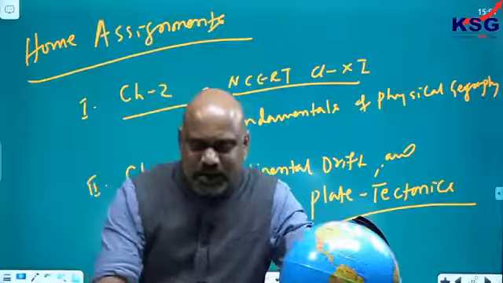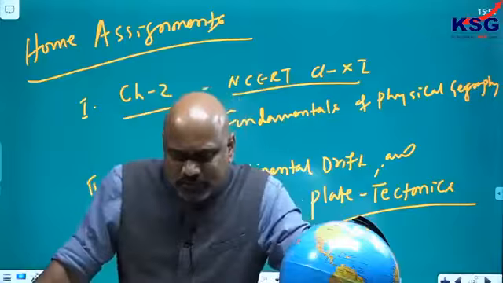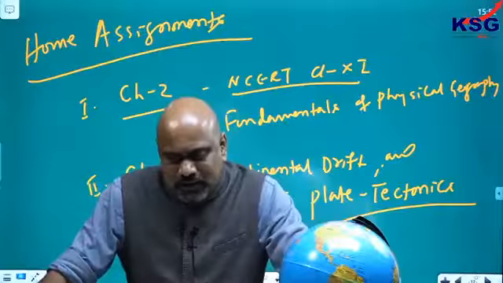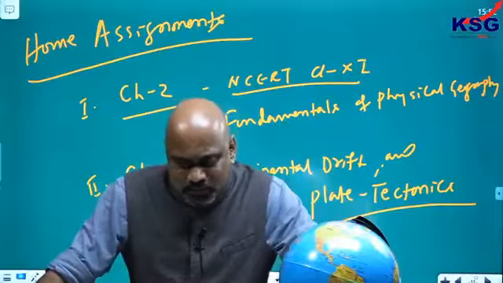The earth being slightly flattened at the pole, the linear distance of a degree of latitude at the pole is a little longer than that at the equator. Sir, can you please explain this? Okay.